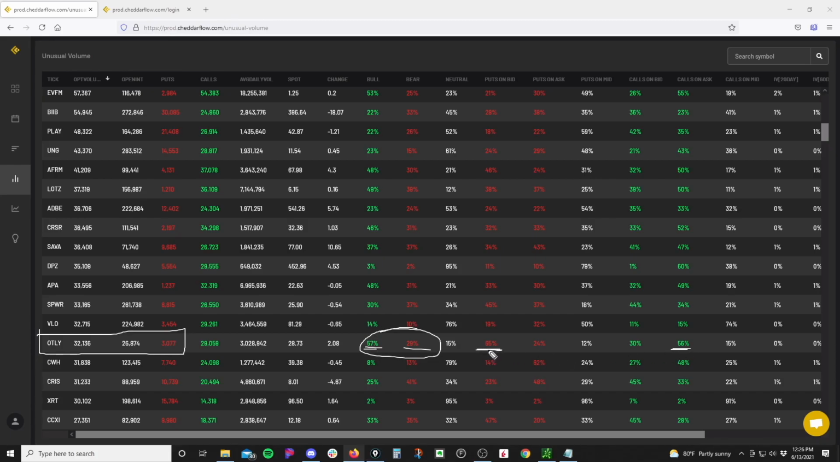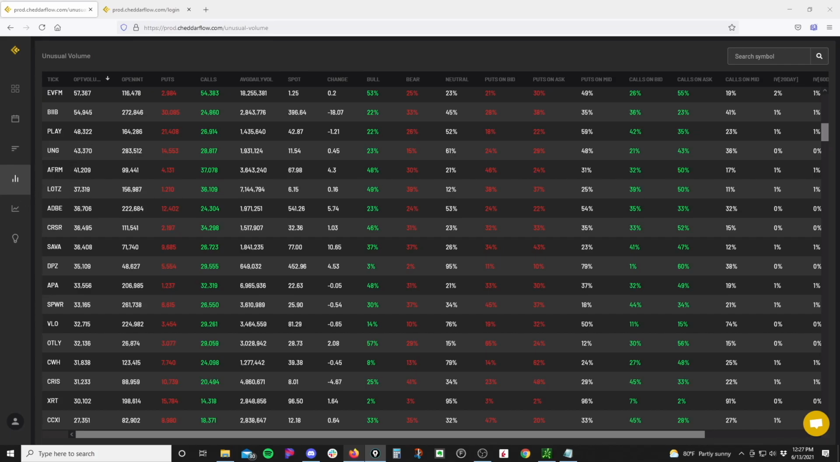65% of the puts were done on the bid, and then 56 were done on the ask with a 57% bull reading. Okay? So now we have our three tickers, and we have the way that I'm using this unusual volume. This is one way that I'm using it. For the sake of time, I really want to just focus on this one particular example of how I use this particular function in Cheddarflow.